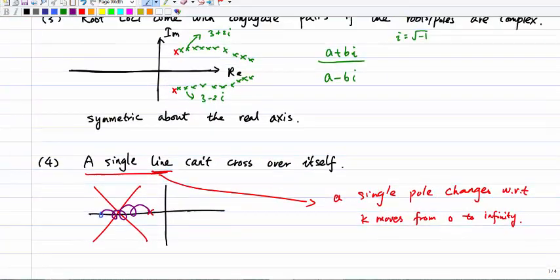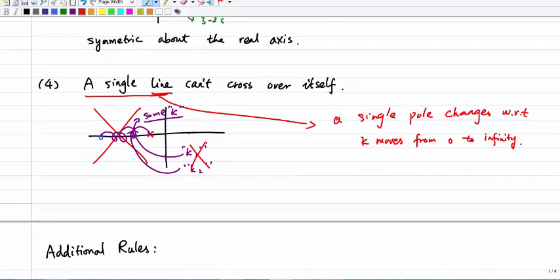So one single line does not cross over itself, which means it cannot go back to the same point. If this value appears for some k, it means you only have a unique k which will give this value. You cannot have k1 giving this point, and also for some reason k2 giving the same point. This won't happen.